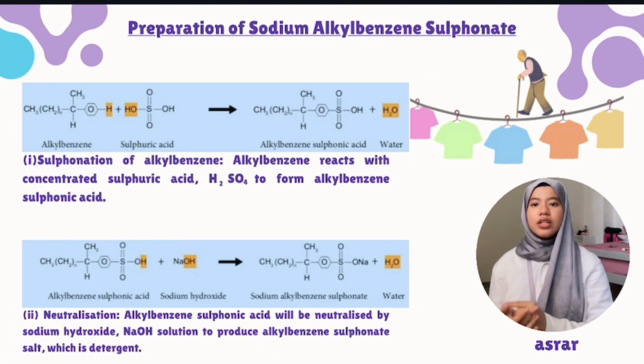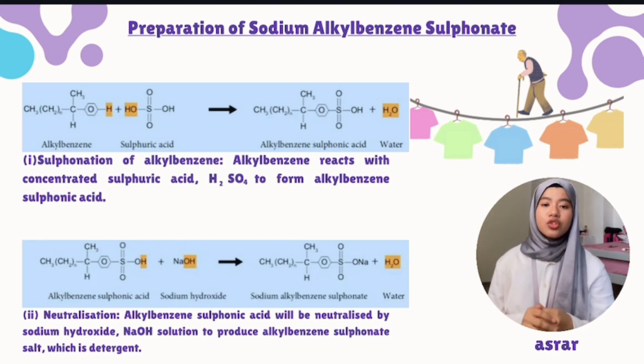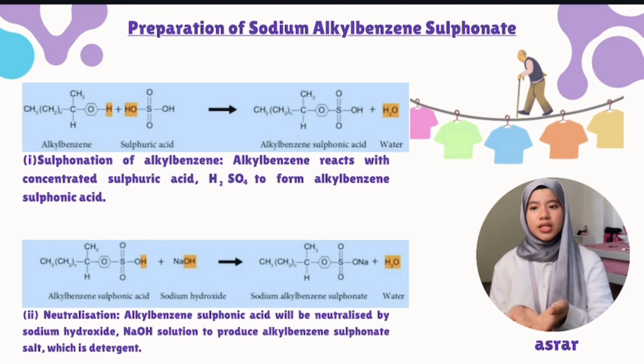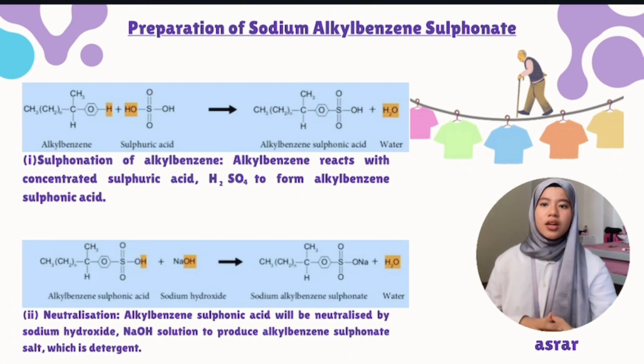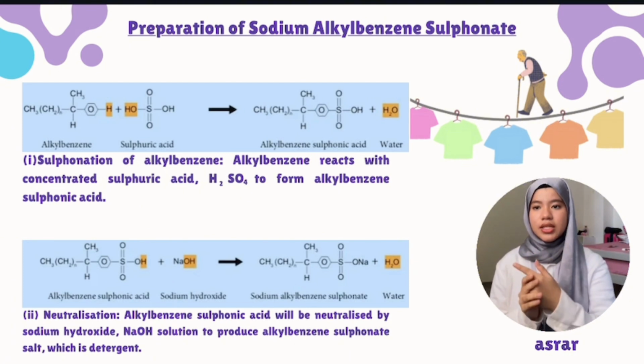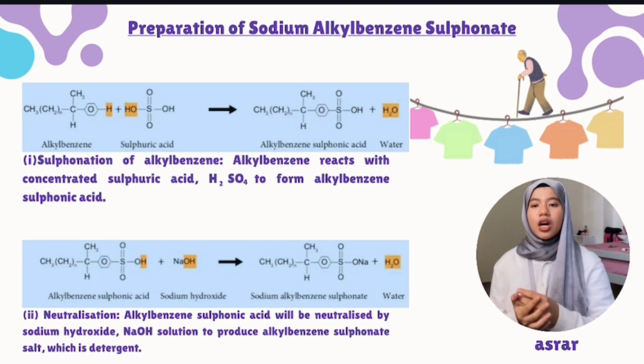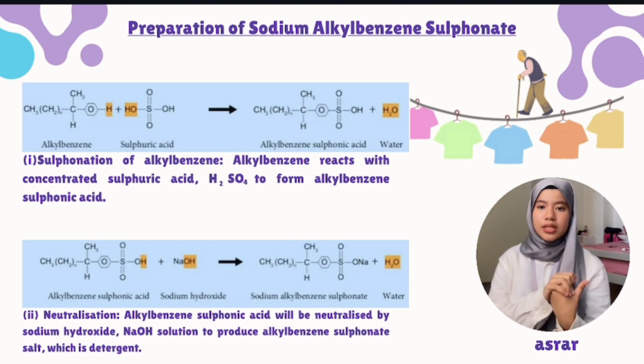For neutralization, alkylbenzene sulfonic acid will be neutralized by sodium hydroxide, NaOH solution, to produce alkylbenzene sulfonate salt, which is detergent. Okay, you can see in this picture, alkylbenzene sulfonic acid plus sodium hydroxide, NaOH, will produce sodium alkylbenzene sulfonate plus H2O.